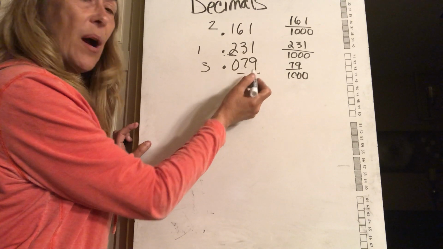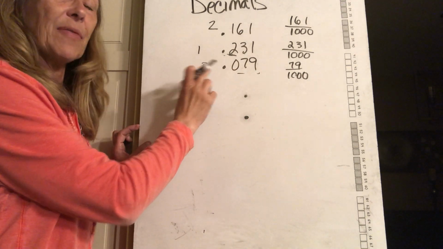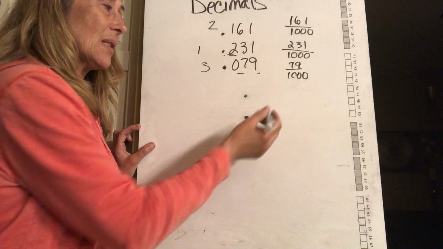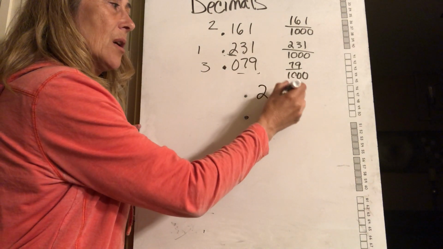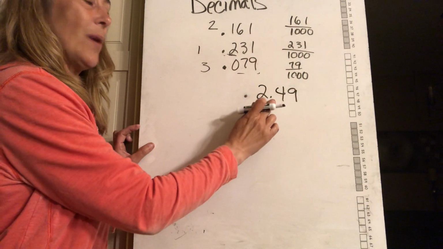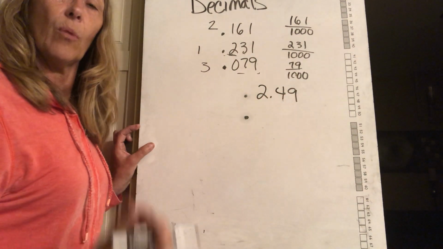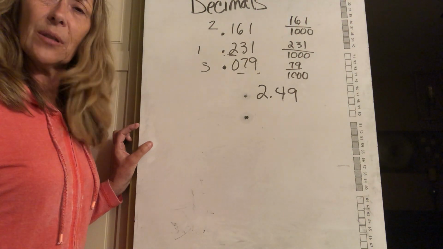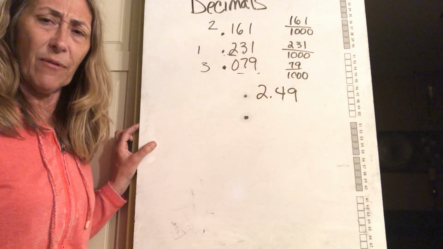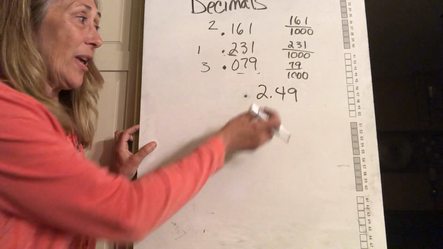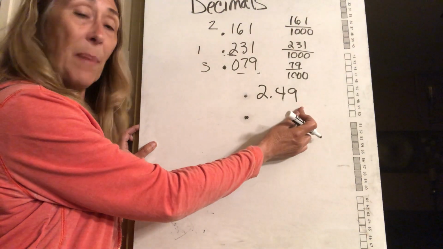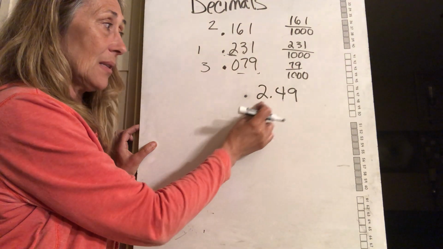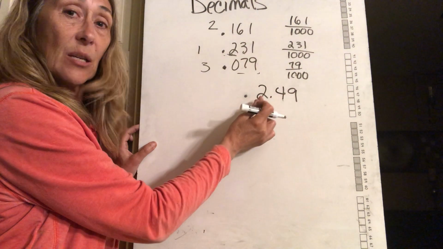So these are all parts of a whole. The wholes are on the left of the decimal point. Think of it always as money. $2.49, or 2 and 49 100ths. Just think of decimals as money, as parts of a whole, as cents. We have the tenths or the dimes, the pennies or the ones. It takes 100 of these to make one of these. It takes 10 of these to make one whole.